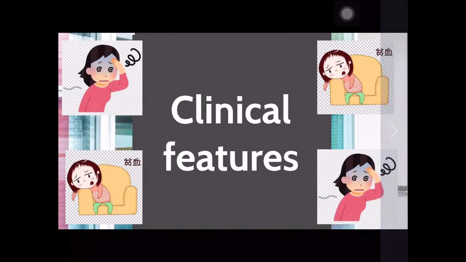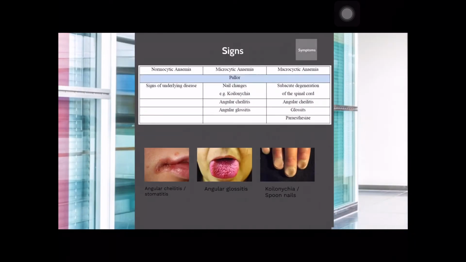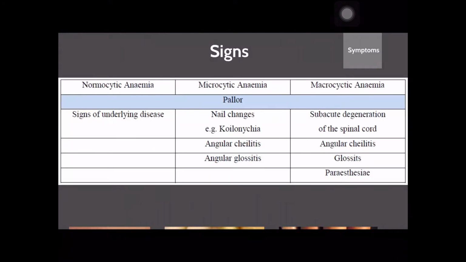Let's move on to the clinical features of anemia. Pallor is common in all types of anemia, and normocytic anemia also includes signs of underlying disease. Take for example polyuria, nocturia, and extreme thirst in chronic kidney disease, as well as finger clubbing, Dupuytren's contracture, palmar erythema, caput medusae, ascites, and organomegaly in chronic liver disease.